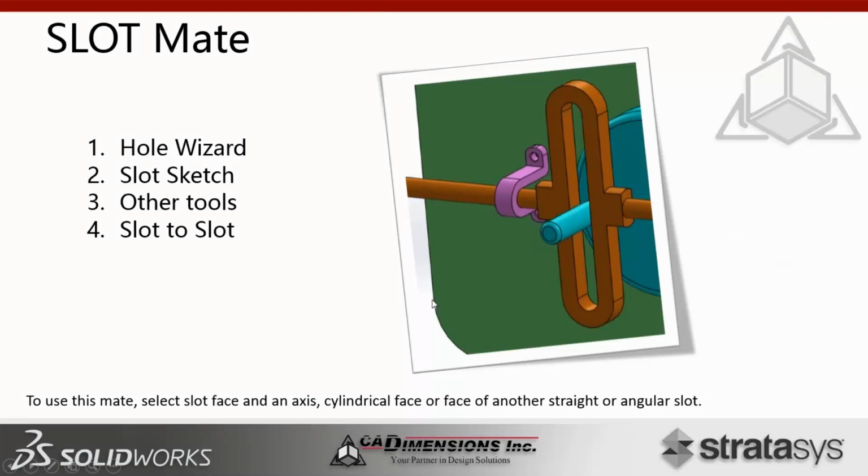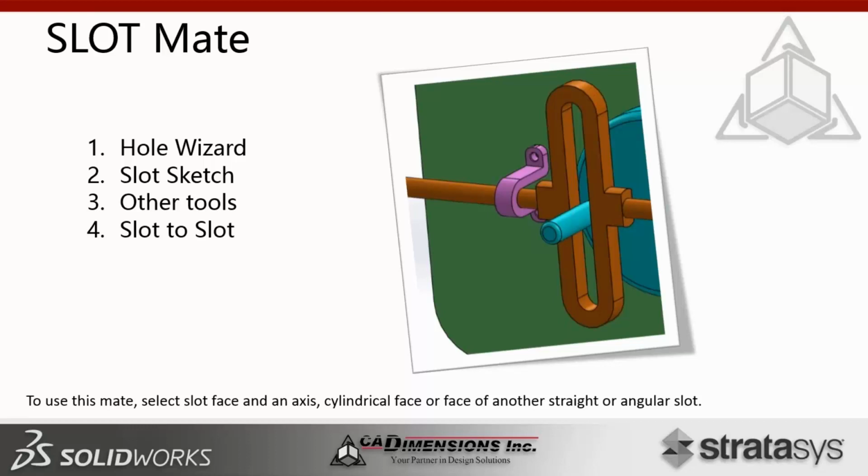Continuing on, the slot mate. Slot mate is fairly new. It started really when we were able to get slot sketches available to us. A slot sketch is that sketch entity that allows us to create angled or straight slots in a sketch environment. And then more recently, we got slots added to the Hole Wizard. Great thing is it supports both the Hole Wizard slots and slot sketches.